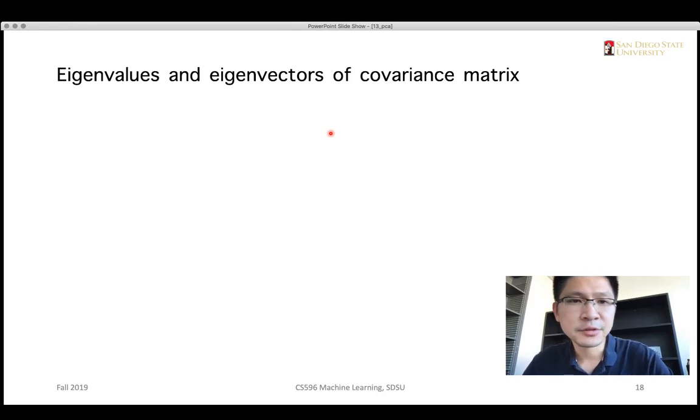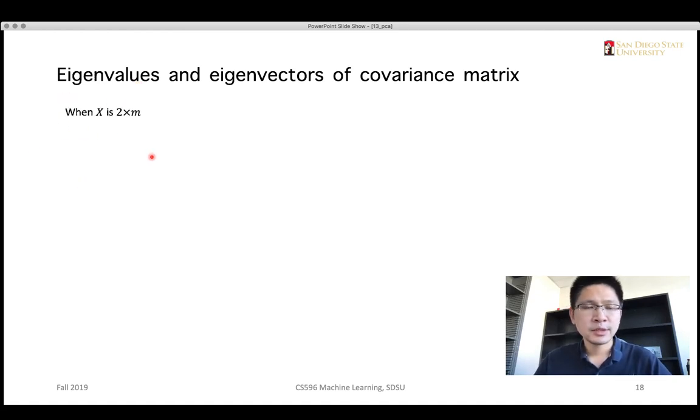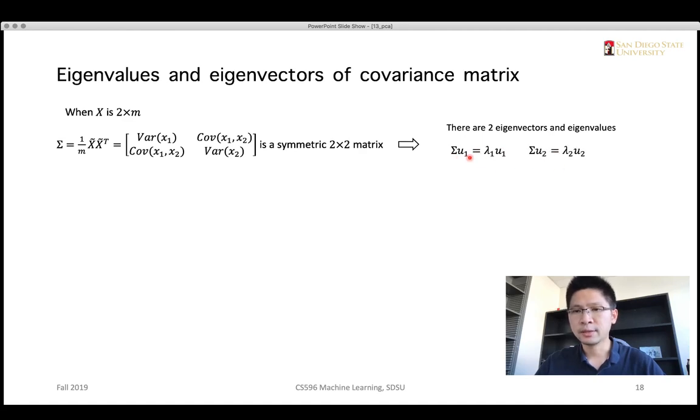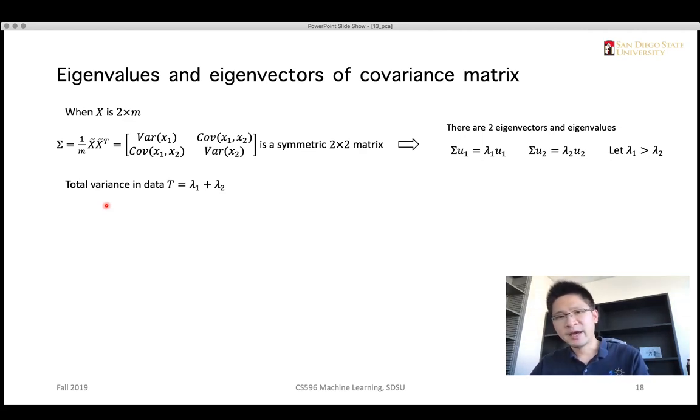Now let's look at the eigenvalues and eigenvectors of a covariance matrix. When the original data is a 2 by m matrix, our covariance matrix is a 2 by 2 symmetric matrix. So there are two eigenvectors with corresponding eigenvalues, and they satisfy these equations: sigma times u1 equals lambda 1 times u1. What are the meanings of the eigenvalues? First of all, let's assume that we rank all the eigenvalues in descending order, so lambda 1 is greater than lambda 2.